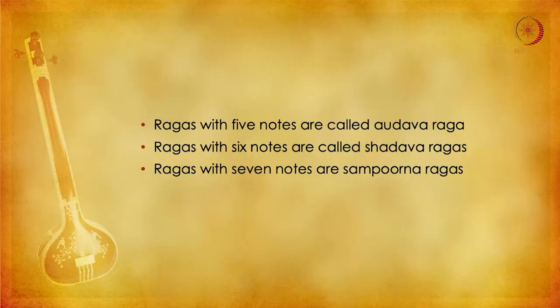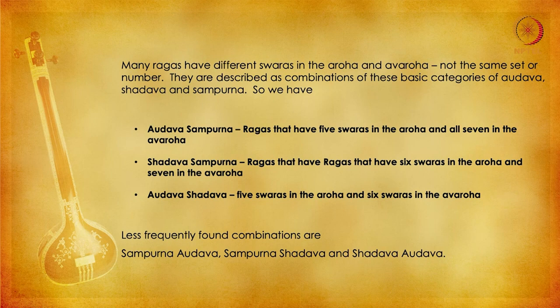We also have ragas which have six swaras, and these are called Shadava. So you have five notes in a raga, and if you have scales with six notes, those are Shadava ragas. Then you have scales with seven notes, and that's called Sampurna. Shadava ragas are relatively fewer, but we have very, very major ragas which have only six swaras.